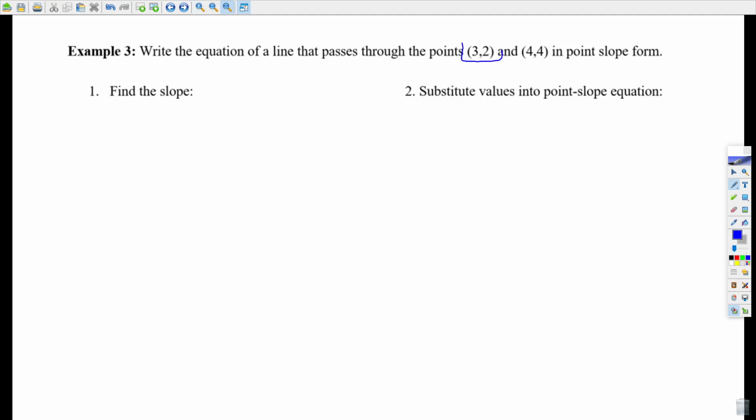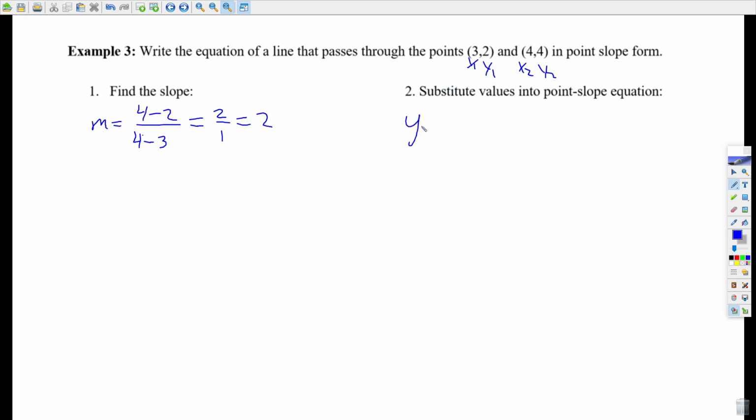Write the equation of line that passes through these 2 points, 3, 2, 4, 4 in point slope form. Okay. So the slope, m equals, oh, I forgot to label these. I should probably do that. There we go. x1, y1, x2, y2. So that would be 4 minus 2, y2 minus y1, and then 4 minus 3. 4 minus 2 is 2. 4 minus 3 is 1. That's pretty nice. Now we just have a slope of 2. 2 divided by 1 is 2.